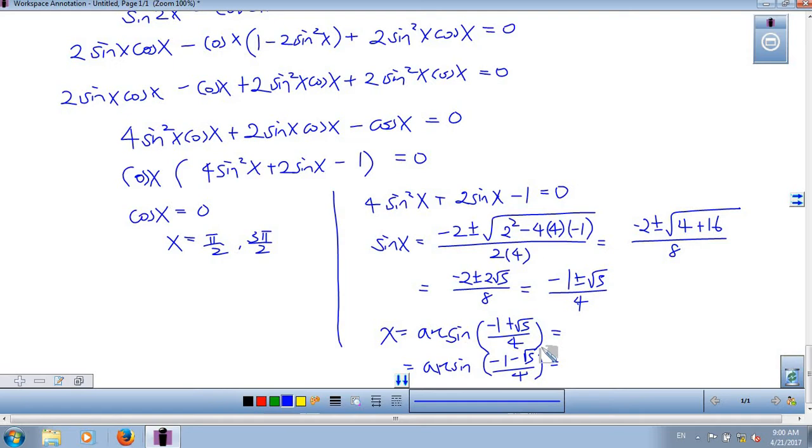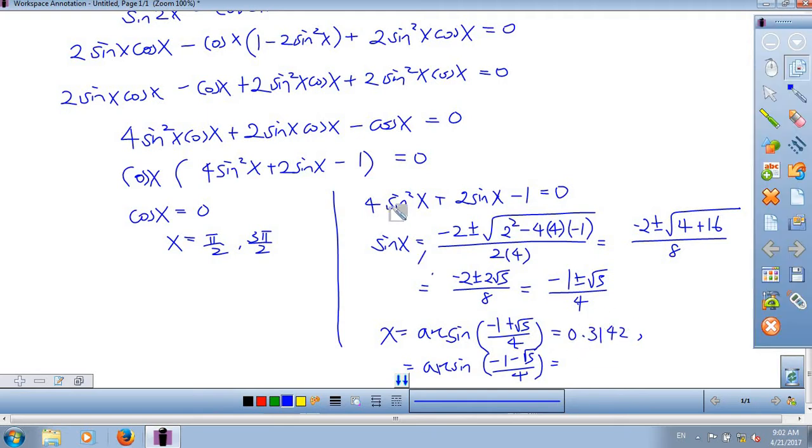So negative 1 plus square root of 5, divided by 4. Now if we do arc sine, we will get approximately 0.3141, or 0.31442. Now this is in the first quadrant, right? But since the value is positive, arc sine will be true in both the first and second quadrants. So there's another angle in the second quadrant that we need to look for.